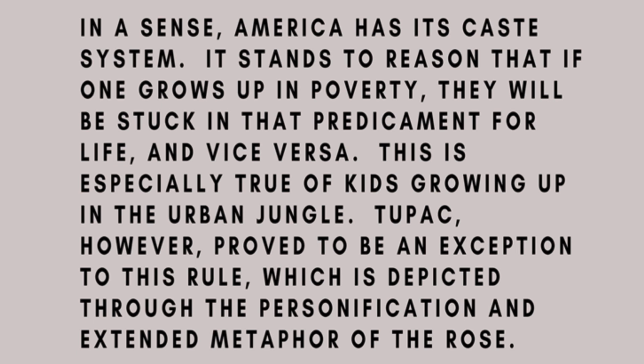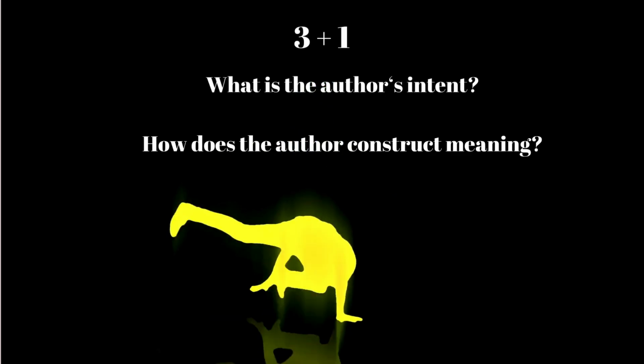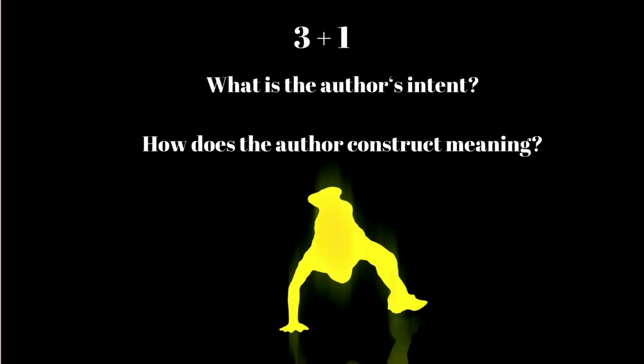Tupac, however, proved to be an exception to this rule, which is depicted through the personification and extended metaphor of the rose. Again, just hit me with the terms, devices, techniques in the end sentence there, in the fourth sentence. So first three sentences, authorial intent, last sentence, construction of meaning. New poem, same approach. So 3 plus 1, what is the author's intent? How does the author construct meaning?